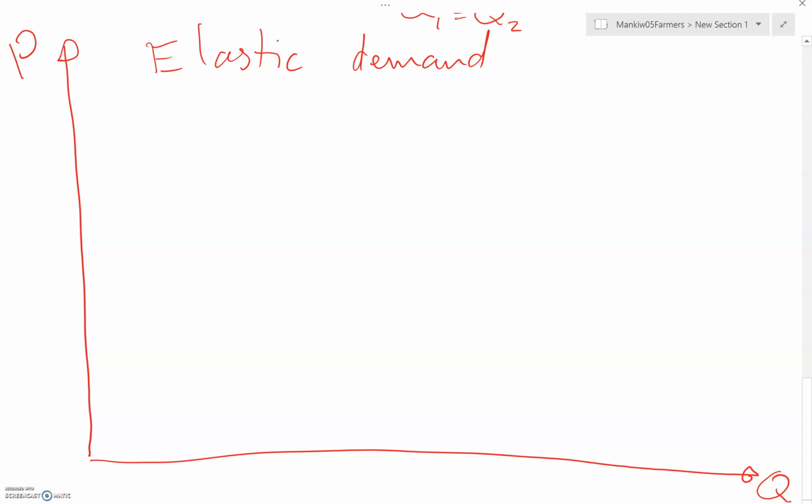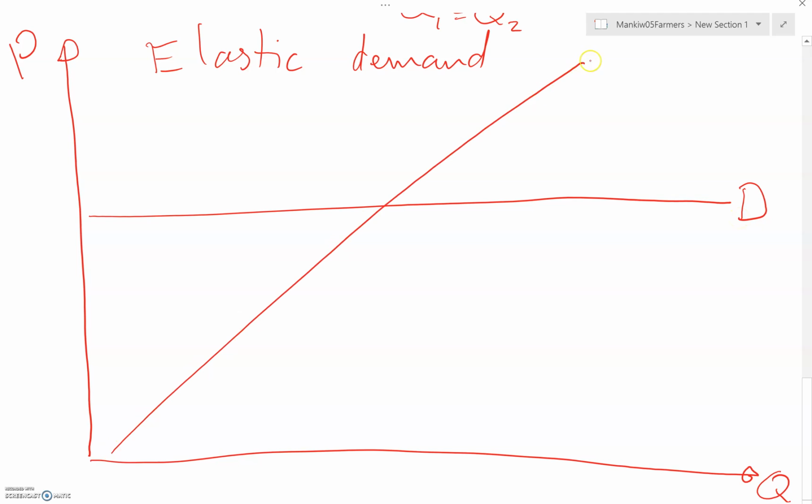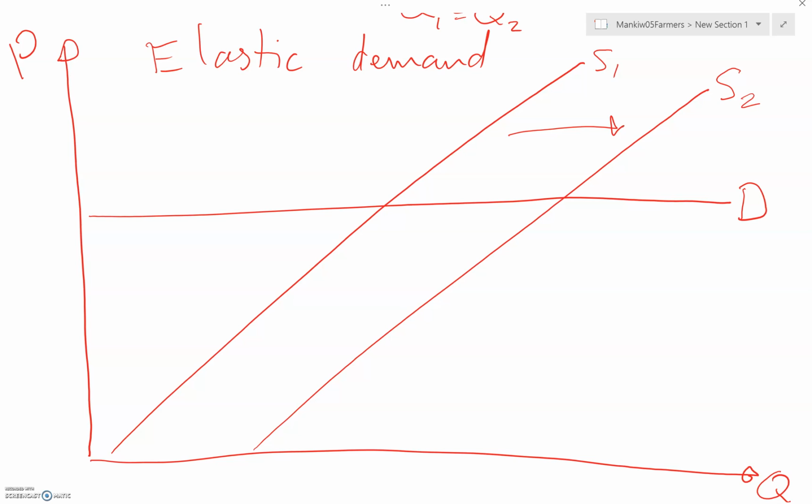A perfectly elastic demand curve is going to be horizontal. And we have our initial supply curve, and after the increase in production, so the lowering of costs of wheat production, we have the supply curve that's shifted to the right. Now let's think about this. The price of wheat is completely pinned down by the demand curve. It must be at the same height as the demand curve because the demand curve is flat. So now we've pinned down P1 equals P2.